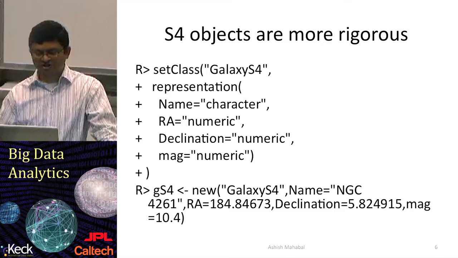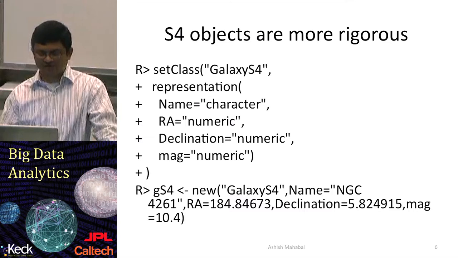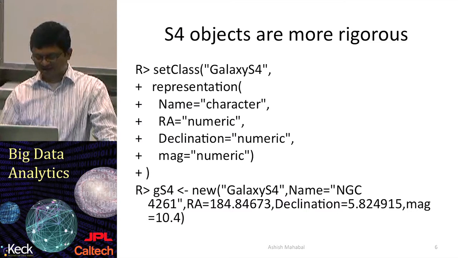Then you can say GS4 and assign to it a new GalaxyS4, and then you give it the data through the names and variables there. So name equal to ngc4261, same as before, right? And then that defines for you an S4 type of class. In this case, GS4 is an example.